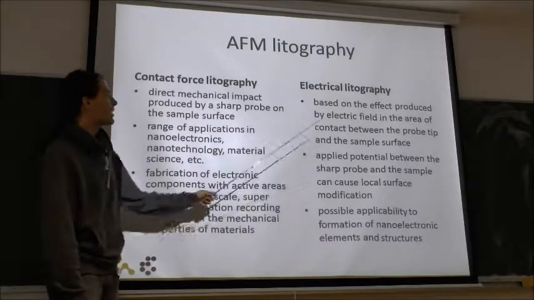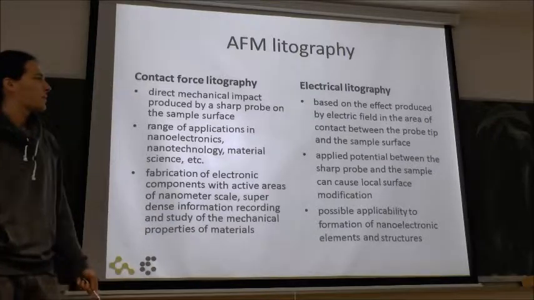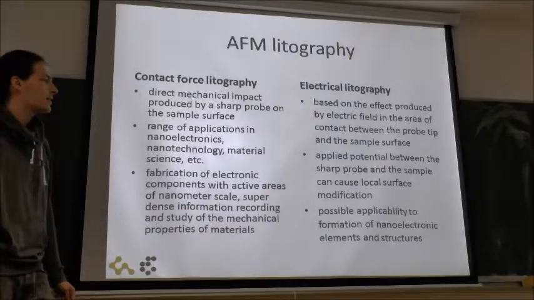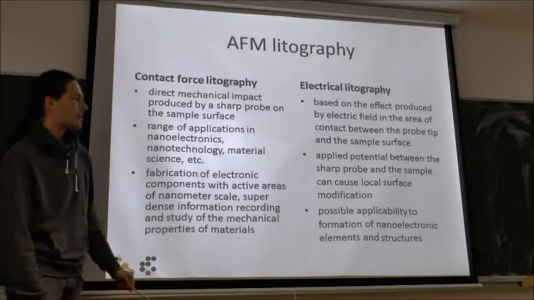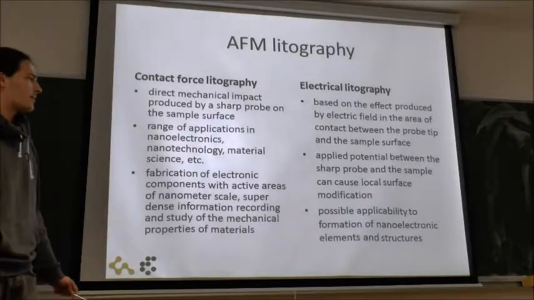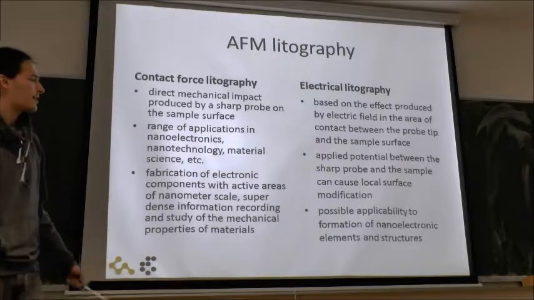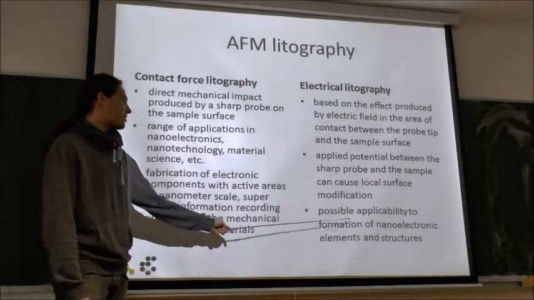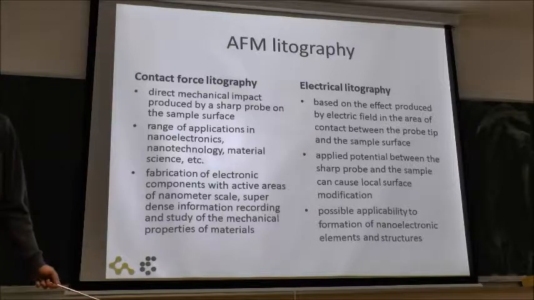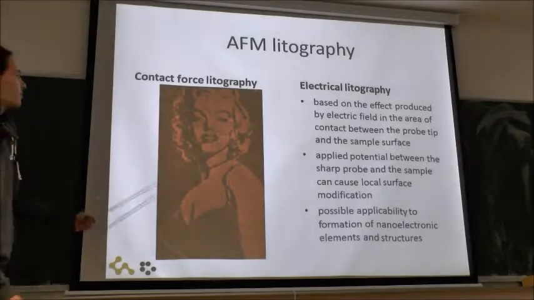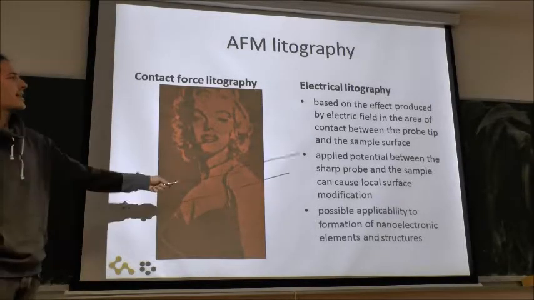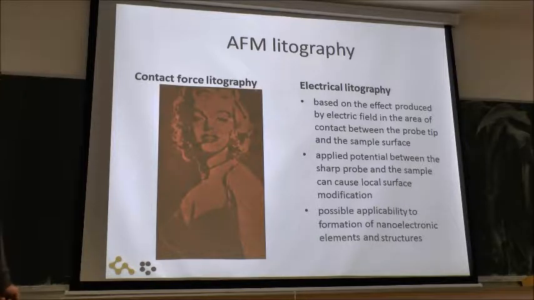And we have electrical lithography, where we apply a potential between the probe and the sample, and it can cause modifications of the surface, and also has applications in nanoelectronics. And here is an example of such electrical lithography of Marilyn Monroe on, I think, a gallium arsenide substrate.